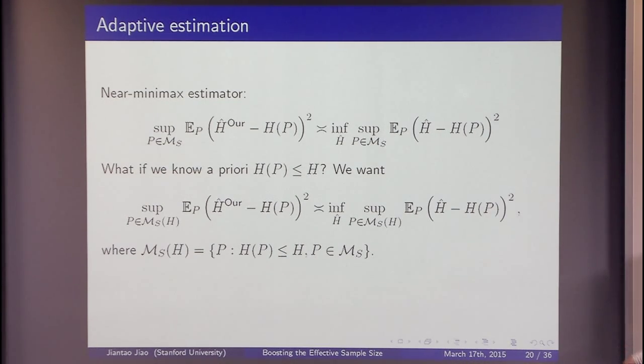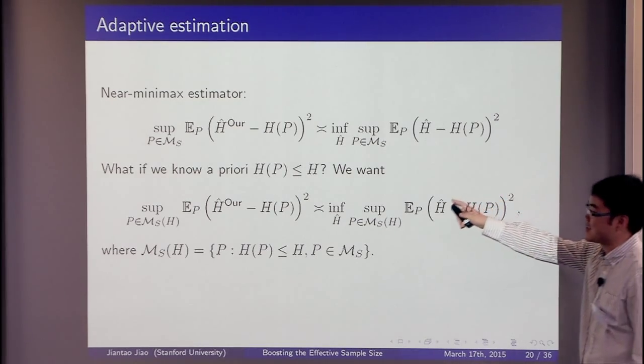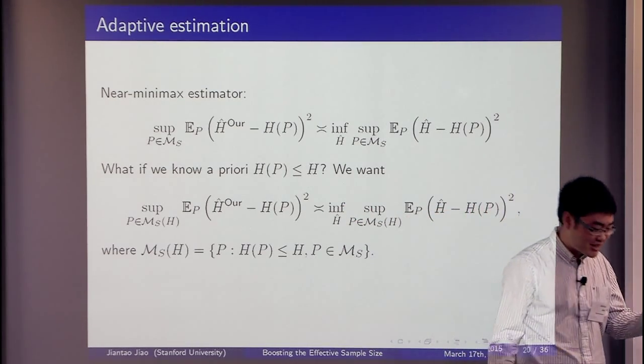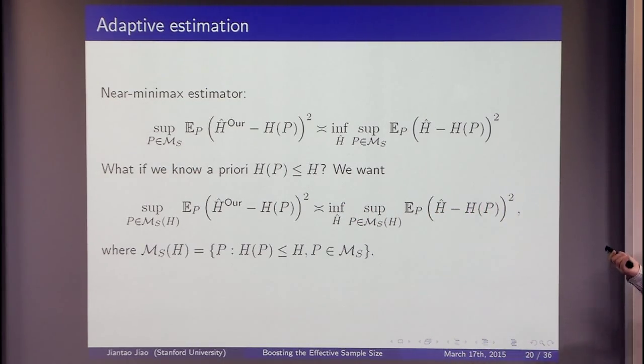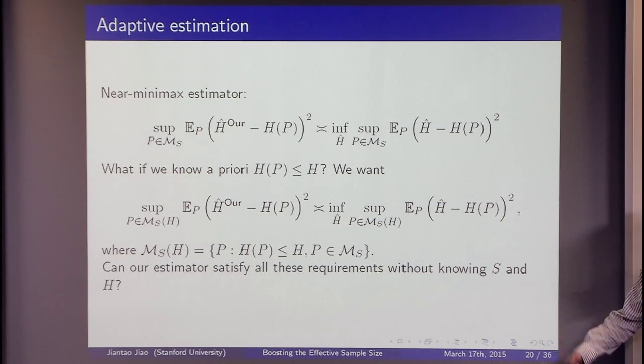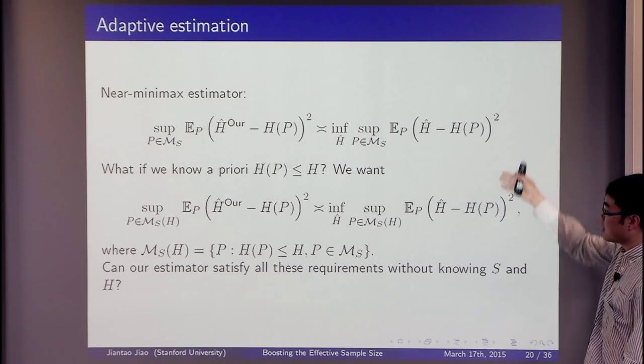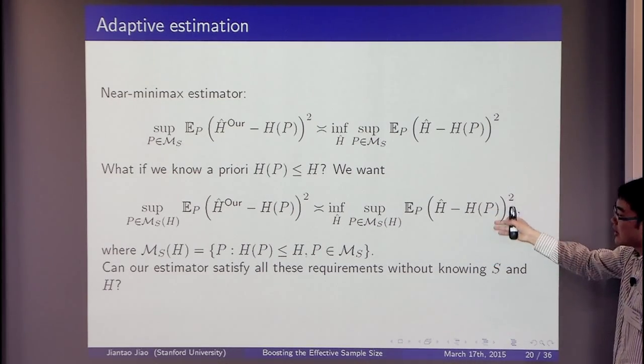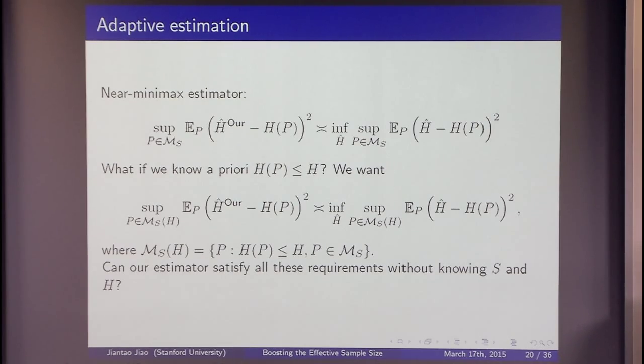But here, we still ask a question: I don't know this h, right? In general, I may have something, but I don't know exactly. Probably if I take the worst case, then h is still log S. So the question is, can the estimator satisfy all these requirements, for all S and all h, without knowing S, without knowing h? Is that really possible? We found this a really big challenge because it's really not clear whether we can do it. But we like challenges.